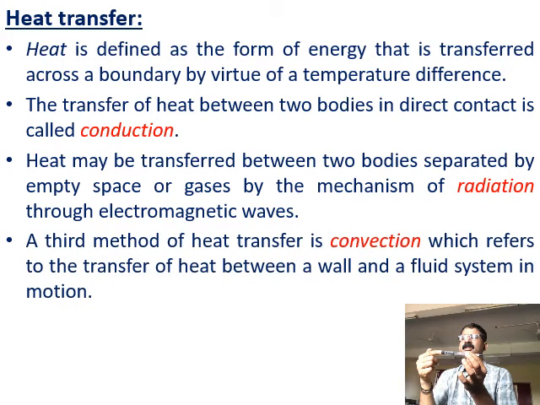The third method of heat transfer is convection, which refers to the transfer of heat between a wall and a fluid system in motion. So here, if the heat transfer is between a wall or any surface and another fluid in motion, that is called convection. Now, suppose you take the example of a cup of hot coffee. If you keep it on the table in a room, after some time you see that the hot coffee gets colder, means its temperature becomes equal to that of the room temperature.